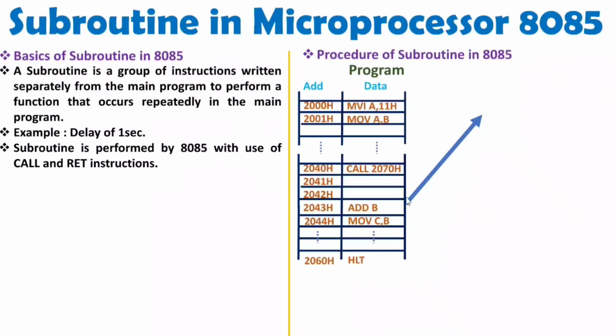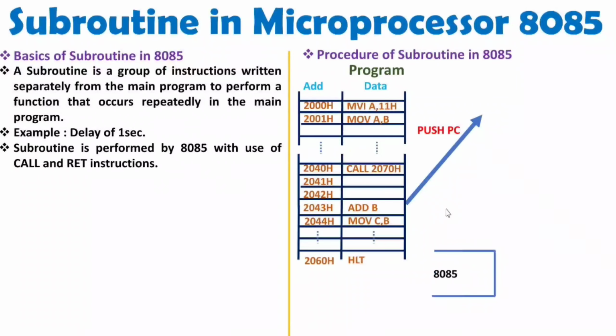So for that, program control will get transferred towards 2070, but before that the microprocessor will have to store the address of the next instruction of the main program. That will get stored in the stack by using a push PC operation inside 8085. This will be performed by 8085; we are not writing anything for this. Now once push PC happens, this address 2043 will get stored in stack memory.